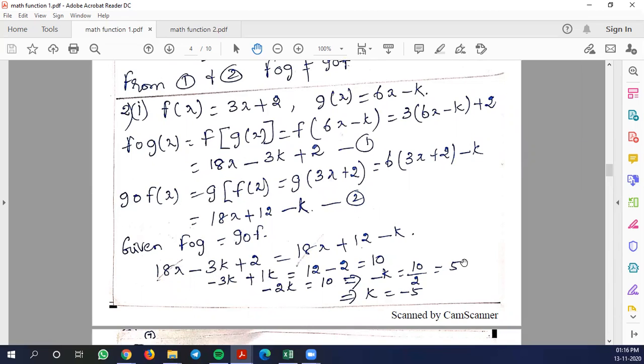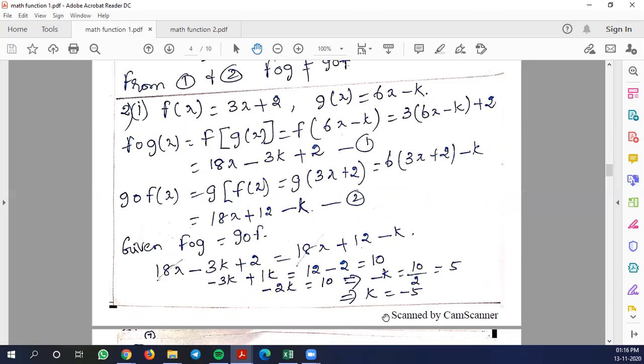Minus 3k is here. I am bringing this minus k, it becomes plus k, plus 1k. 12 is here. Bring this one minus 2. 12 minus 2 is 10. Now subtract 3 minus 1 is 2. Sign before the greater is minus. So minus 2k equal to 10. So minus k equal to 10 by 2.